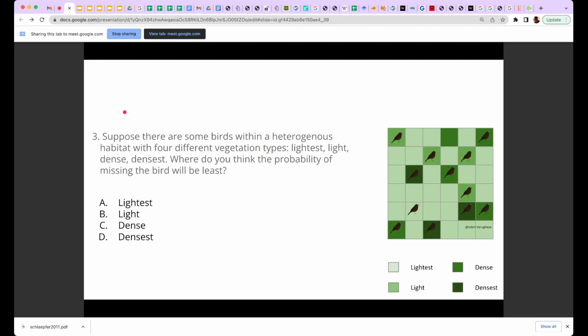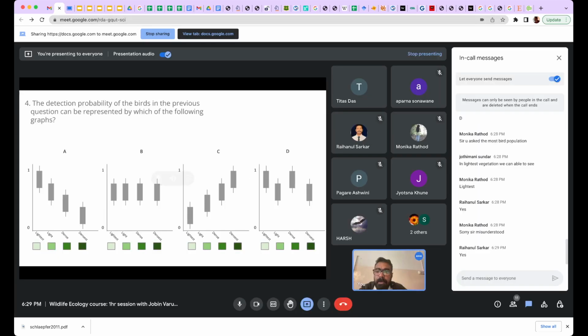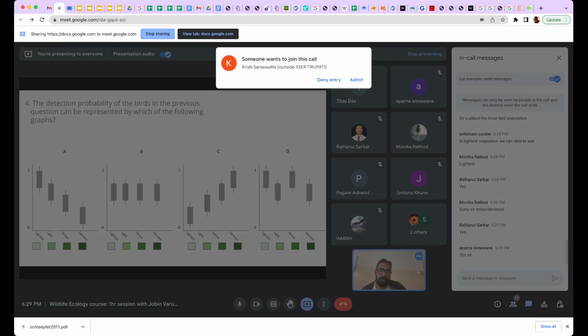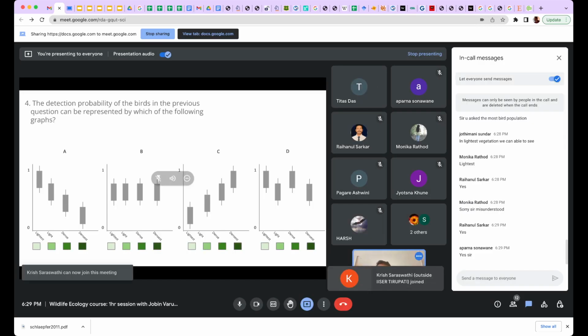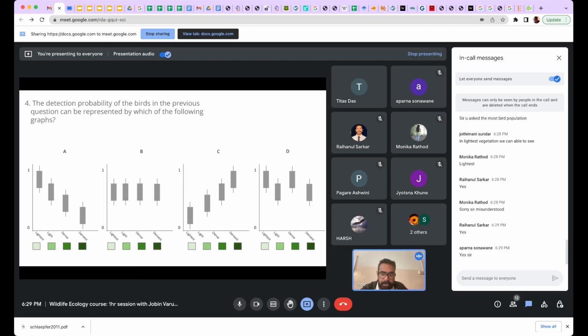Cool, then we'll move on to the next question, which is on the same question. So the detection probability of the birds in the previous question can be represented by which of the following graphs? A, B, C, D. Detection probability is basically where can the birds be detected, or where can the birds be seen or heard the most. What is the probability of the birds being seen or heard? Till now, let's just stick to seen. Heard would be different. We'll deal with the heard part in a different question.